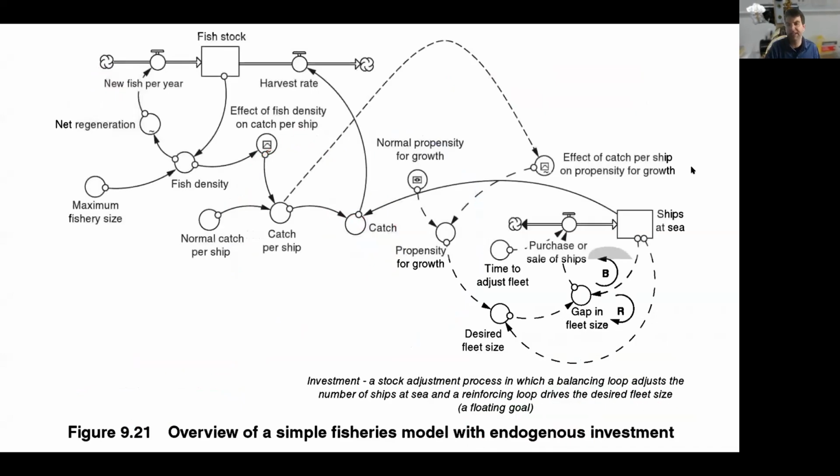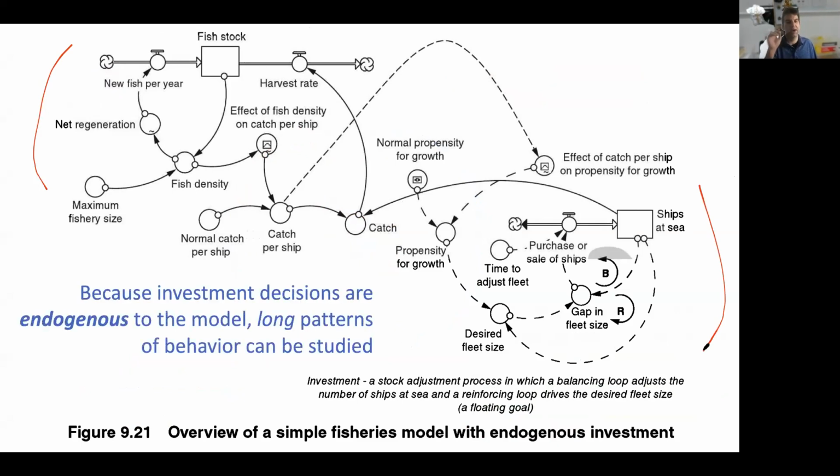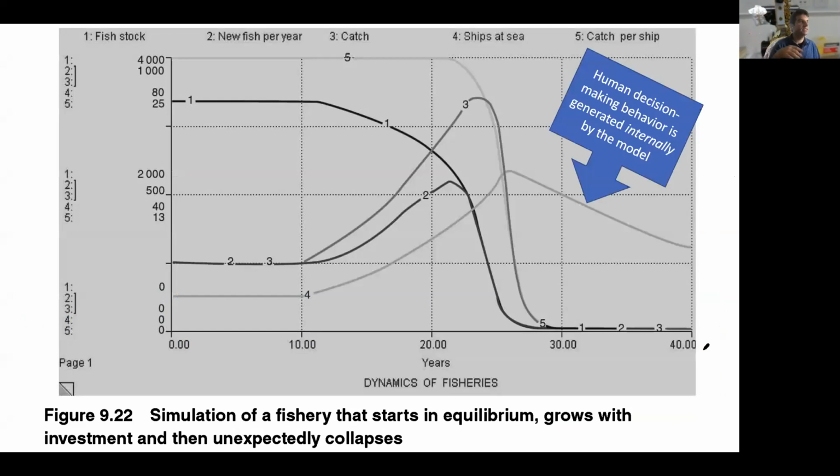So we put all of that together and we get this combined two-sector model. We've got our old growth model up here, and then we've got our new industry model down here. And because investment decisions are endogenous to the model, we can now get long patterns, not just short patterns. Before, we would set the number of ships and see how things went. Well, now we can see how things go over long periods of time because we have modeled the human decision-making internal to the model. So we can let the model go and it will change the number of ships over time.